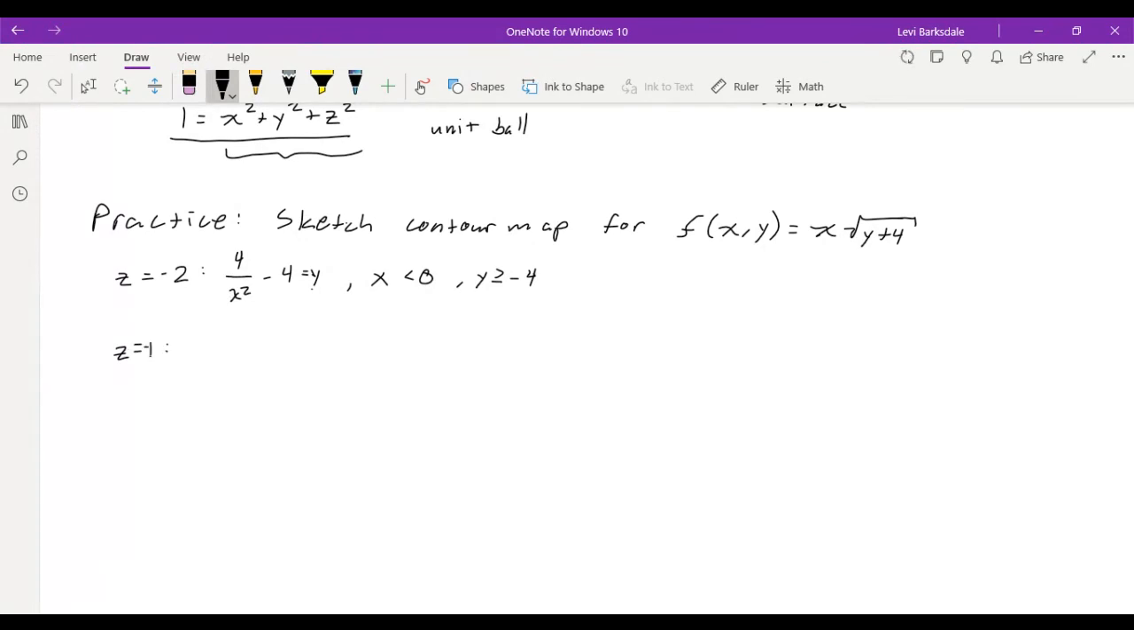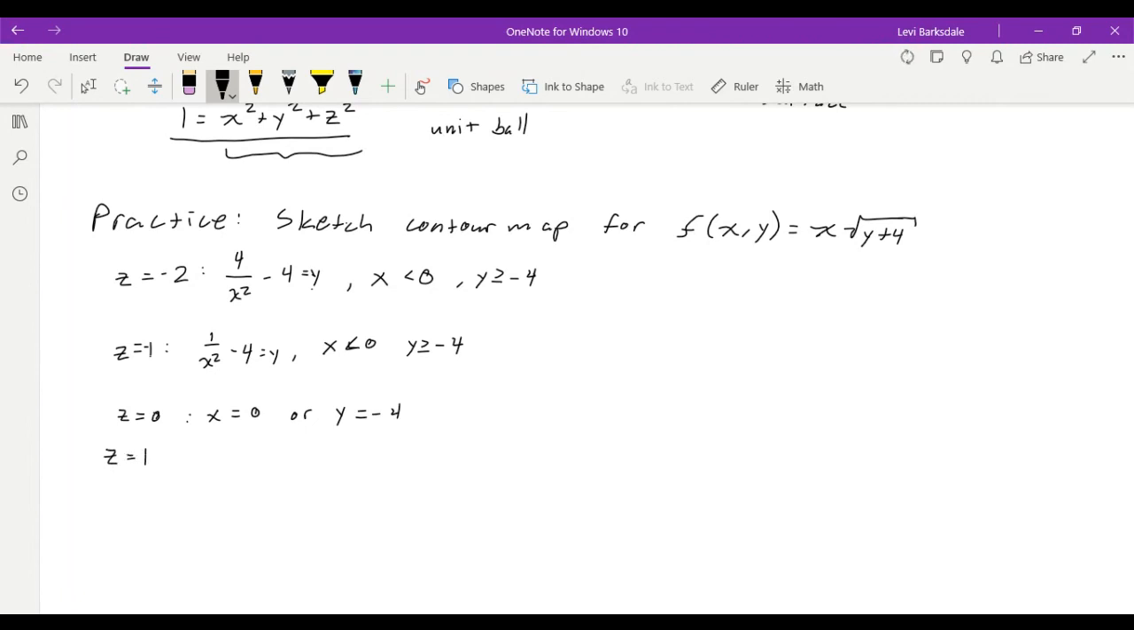Pretty similar situation for z equal to -1. We get 1 over x squared minus 4 is equal to y. Again, x has to be smaller than 0 and y bigger than or equal to -4. At z equal to 0, that tells us either x is equal to 0 or y plus 4 is equal to 0. So we have essentially an upside down T, where x equals 0 or y is equal to -4.